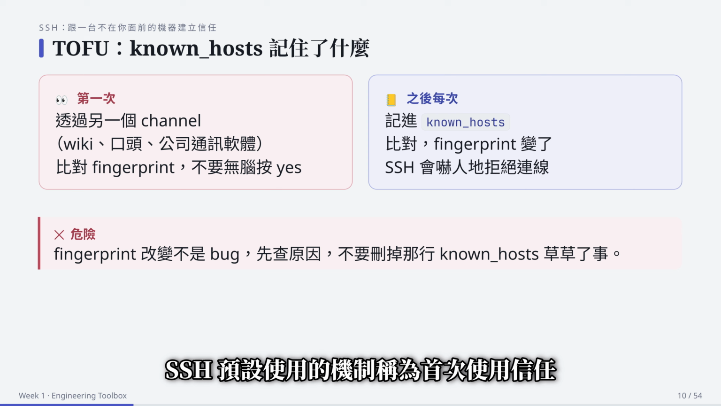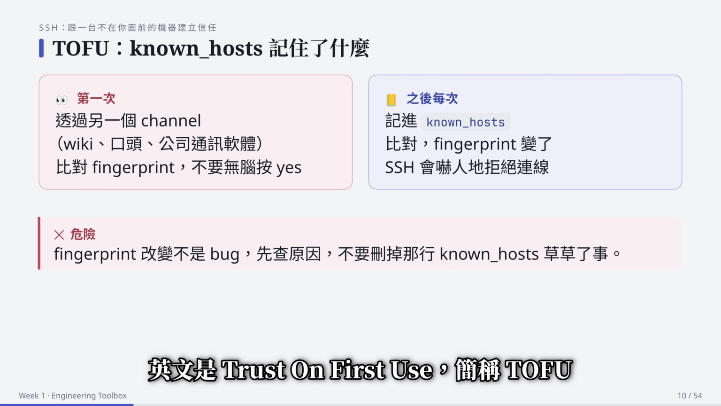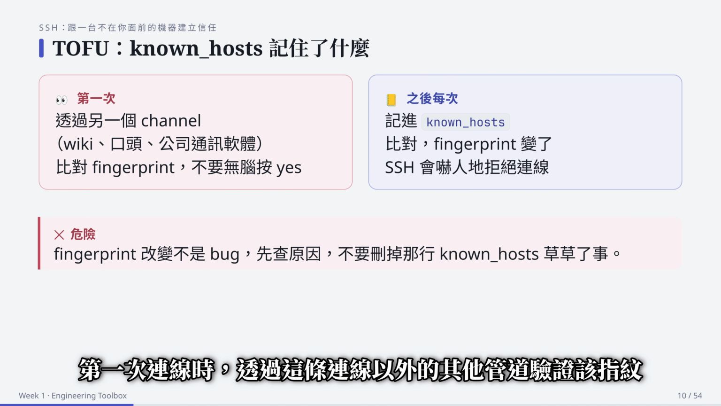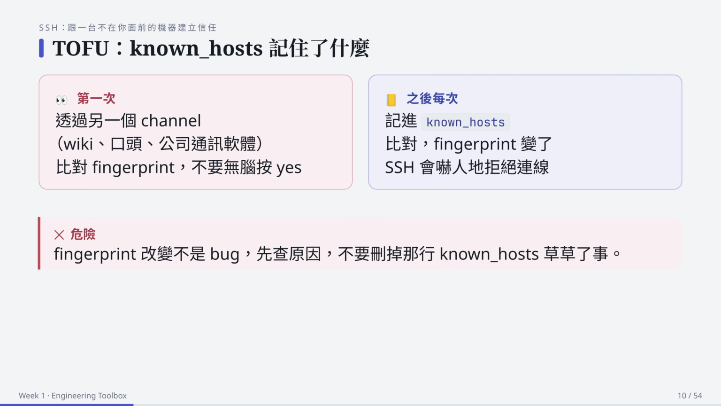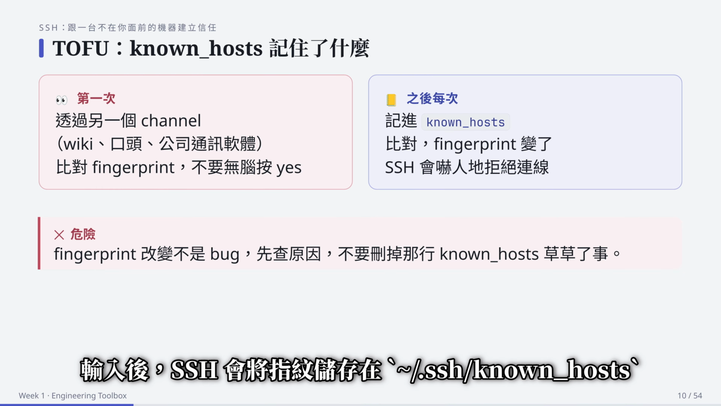The mechanism SSH uses by default is called Trust on First Use, or TOFU. The first time you connect, verify the fingerprint through a channel other than the connection itself. You might check a lab wiki, ask someone to read it aloud, or look in your team's chat. Only then should you type yes. Once you do, SSH stores the fingerprint in ~/.ssh/known_hosts.